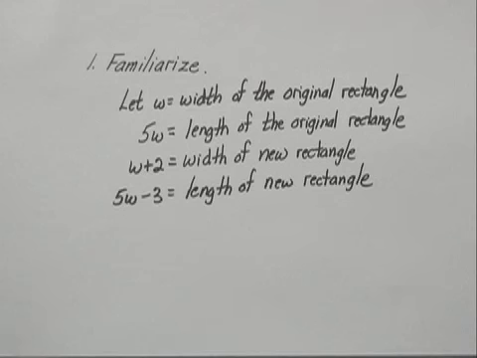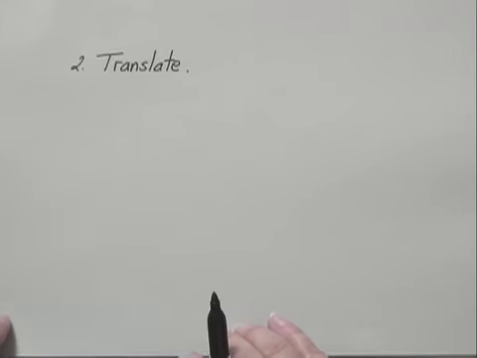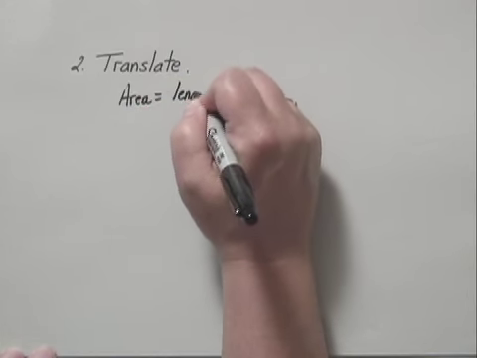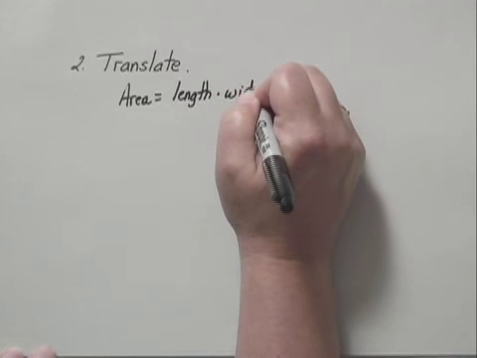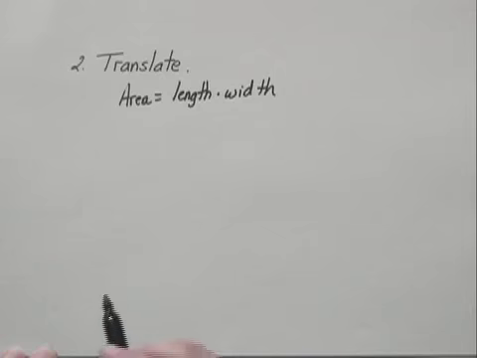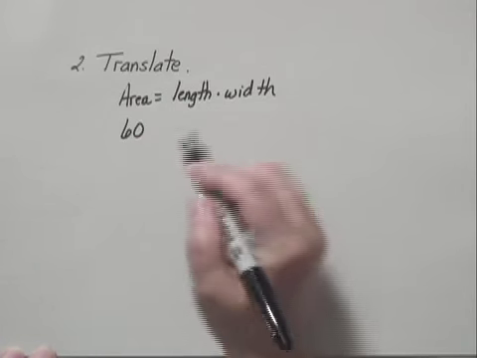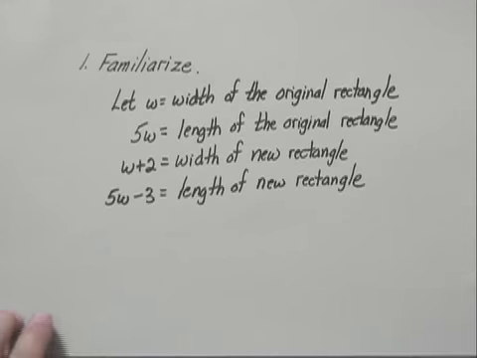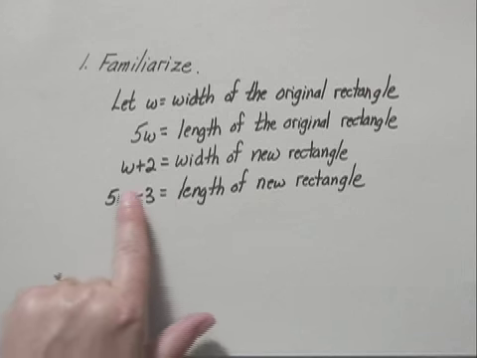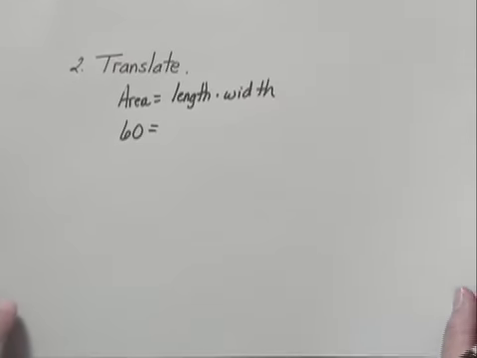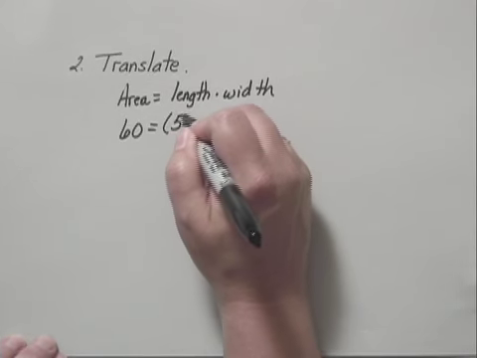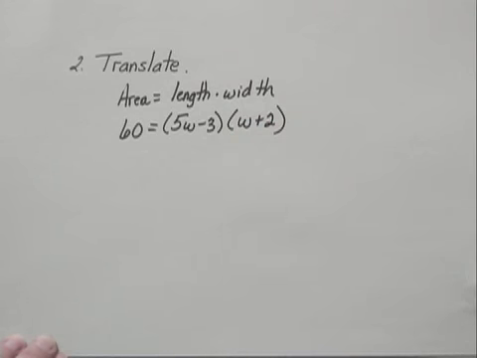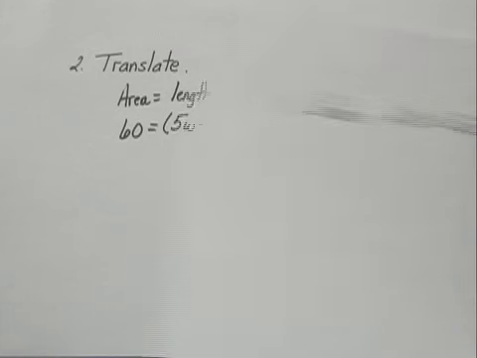To translate, we'll use the formula for the area of a rectangle. Now the area of a rectangle equals length times width. We're given the area of the new rectangle is 60. And so I want to use the length of the new rectangle, which, if I look back here, was 5W minus 3, and the width of the new rectangle was W plus 2. So I use 5W minus 3 for the length and W plus 2 for the width. And now I can solve this equation.